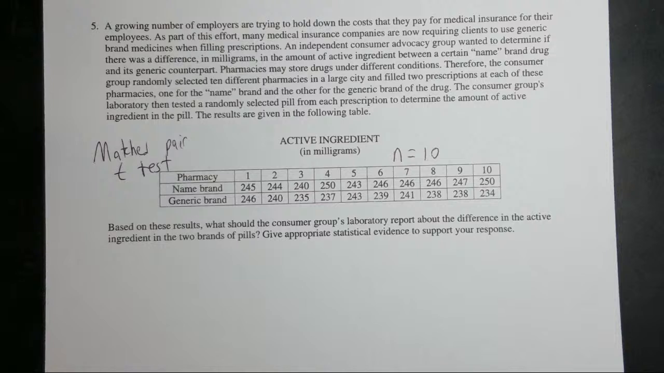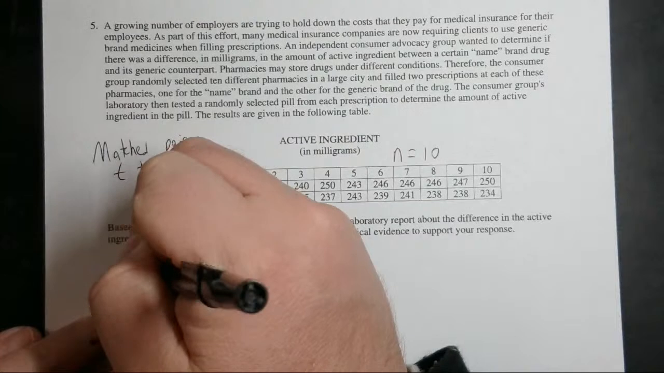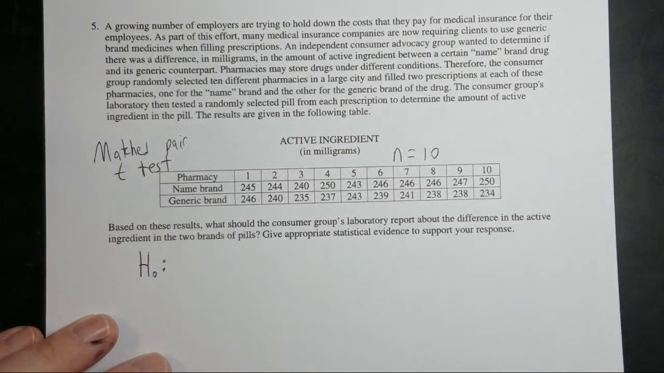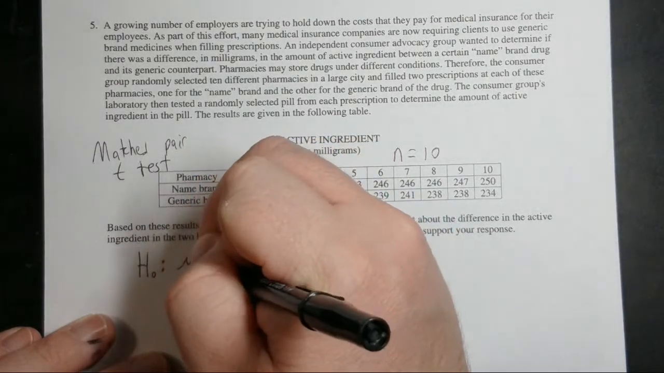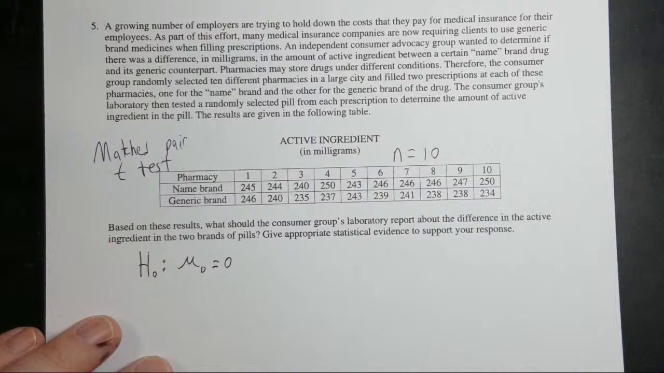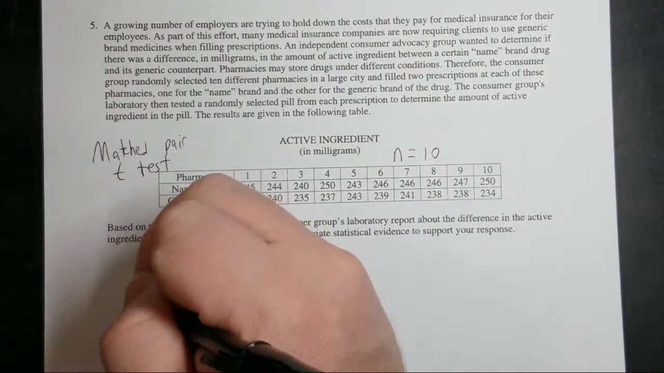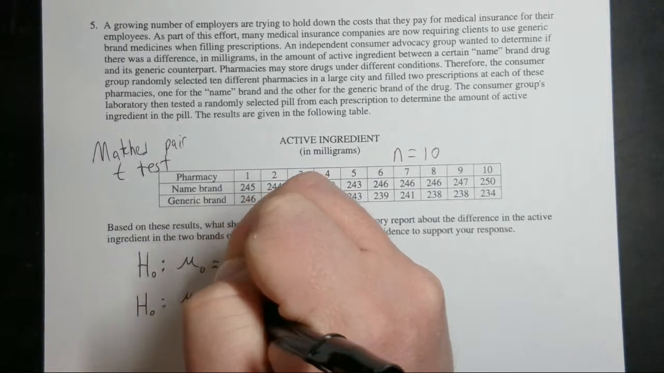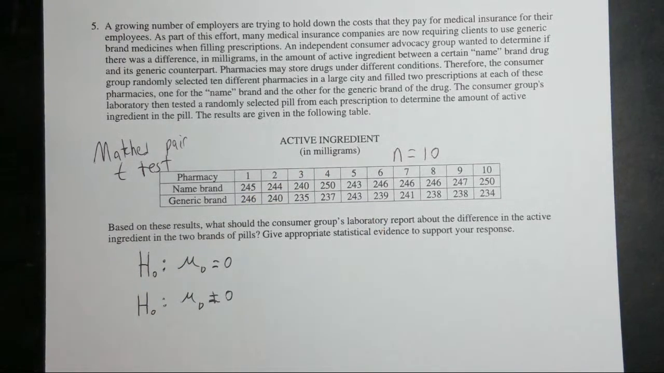This is a paired t-test. This is a matched pairs t-test. Here's what your null hypothesis is. First of all, they're talking about the difference between the 2. The null hypothesis is that the mean of the difference is equal to 0. We're going to have to do the mean of the difference. The alternate is that the mean of the difference, because of the context of the problem, is not equal to 0.